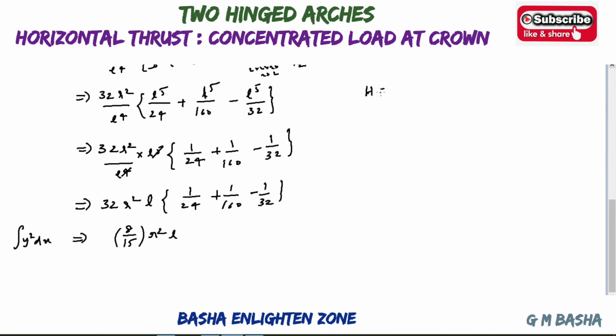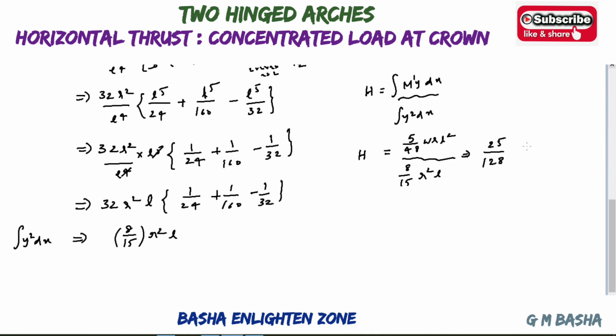So we know the horizontal thrust will be integration of m dash y dx by integration of y square dx. So what about your numerator and denominator? Your numerator will be 5 by 48 w r l square. Denominator part will be 8 by 15 r square l. So if you simplify again 5 by 48 into w r l square into 15 by 8 r square L, like that you will get.